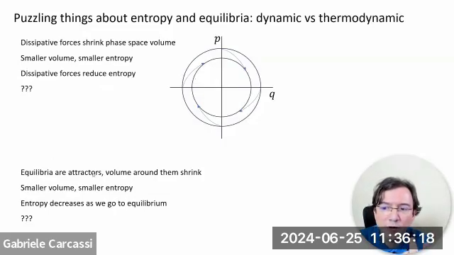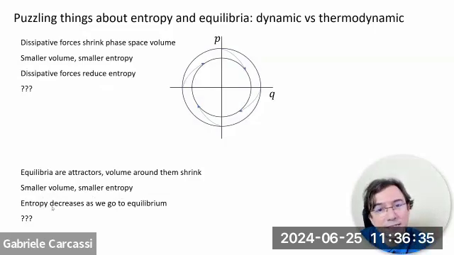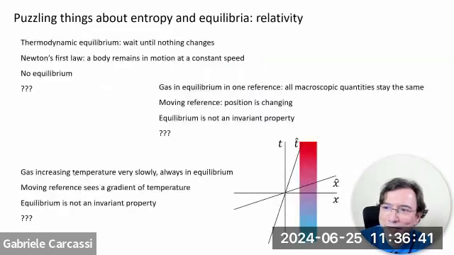Similarly, an equilibrium in a dynamical system is an attractor. The idea is that whatever equilibrium it is, it could be a point, could be a circle, the volume around it is going to shrink. And again, smaller volume, smaller entropy. And so we seem to be saying that entropy decreases as we go to equilibrium. And again, it doesn't quite make sense. So what's up with that?